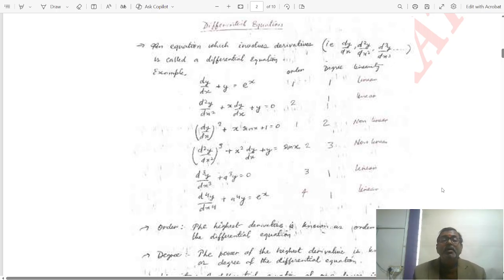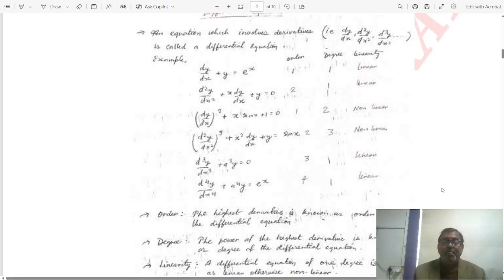In the equation (dy by dx) whole square plus x plus sin x plus 1 equal to 0, the order of this differential equation is 1 and degree is 2, so that is a non-linear differential equation. These are more examples of differential equations.